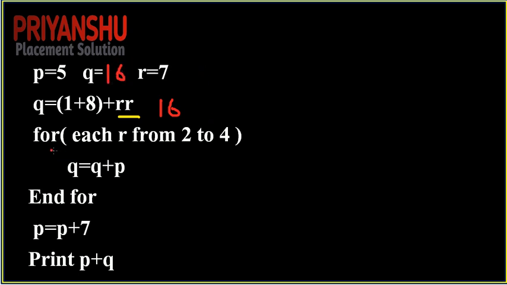So now for each r from 2 to 4, now friends, this r value is not useful, right? These are the new r values, 2 to 4. Okay, so this loop is executed with the values 2, 3 and 4. These three values are executed by this for loop, right? So let's check it out. Let's discuss it.